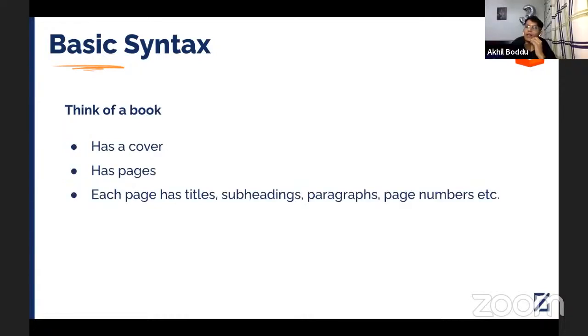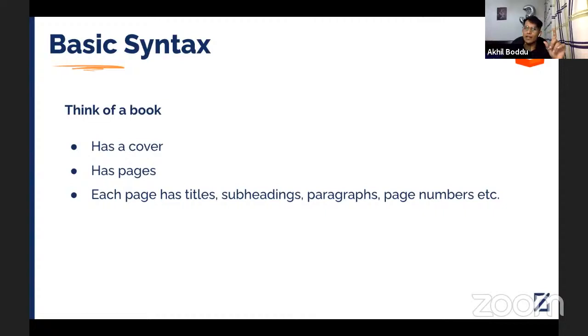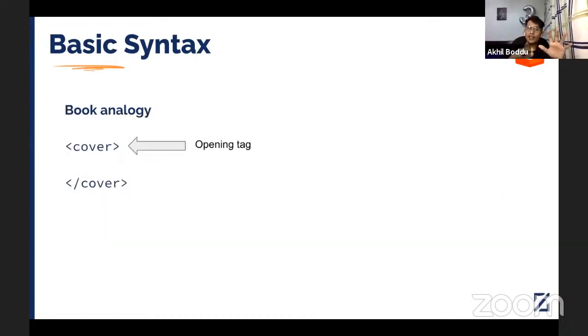Okay, let me just repeat what I was talking about. Essentially, everything is wrapped around in tags, right? To explain tags, think of a book as an analogy. A book has a cover, and a bunch of pages, and inside pages we have titles, subheadings, paragraphs, and page numbers, and all these elements, right? So essentially, think of a book analogy.